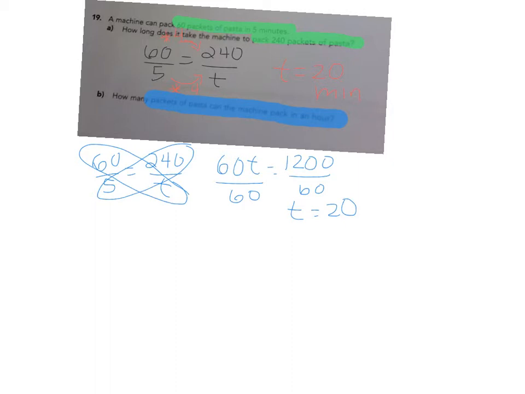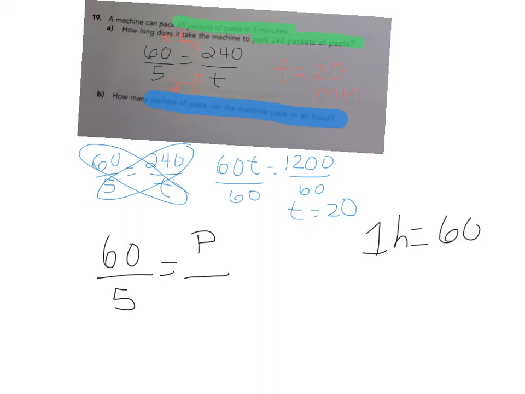So I start with my same 60 over 5. This time I don't know how many packets of pasta, so I can call that P. I do know the time, but instead of using 1 hour, I'm going to use 60 minutes. So I put 60 here. Does my reasoning make sense? Okay. Now I look at it here.